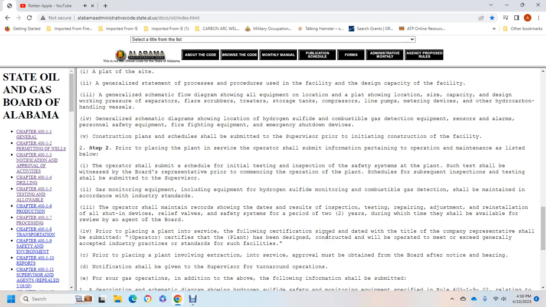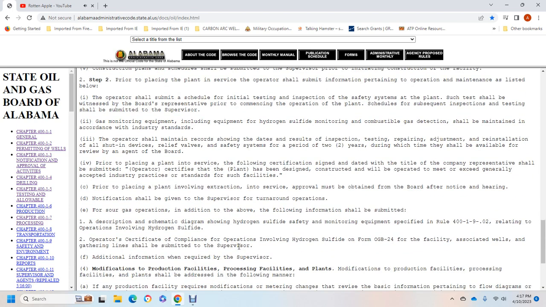3, the operator shall maintain the records of the date and the result of the inspection, testing, repair and adjustment, and reinstallation of all shut-in devices, relays, and safety systems for a period of 2 years, during which time they should be available for review by an agent of the board. 4, prior to placing a plant in service, the following certification, signed with the date and the title of the company representative, shall be submitted to the operator: that the plant has been designed and constructed and will be operated to meet or exceed generally accepted industry standards for such facilities.